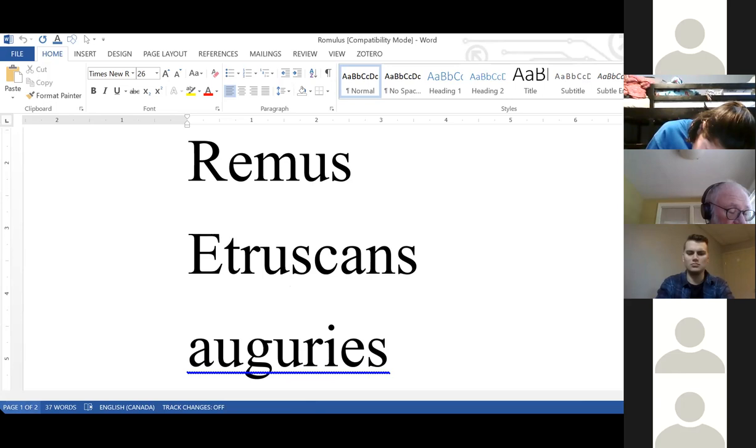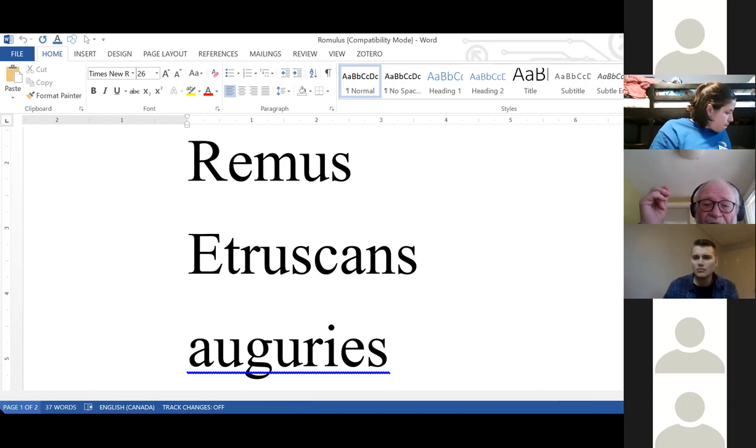As I explained, the overthrow of the last Etruscan king saw the founding of the Roman Republic. And the Romans were extremely attached to the freedom that they had gained by declaring themselves to be a republic. They were self-governing. They were not under a king.